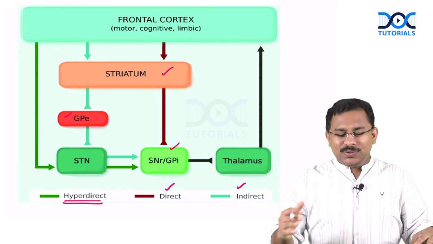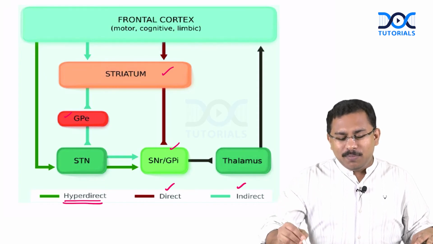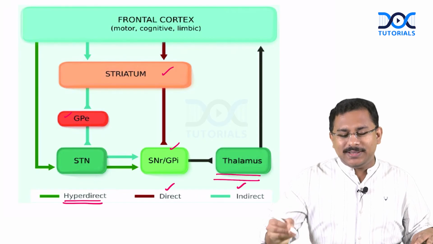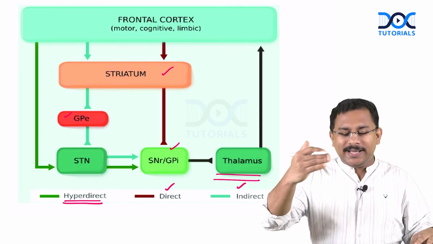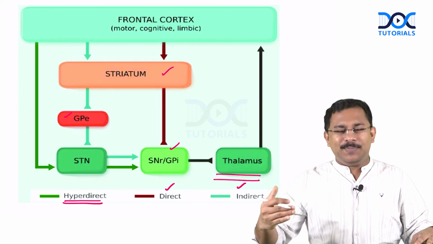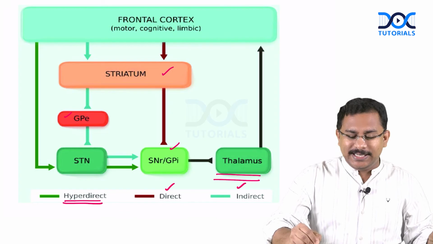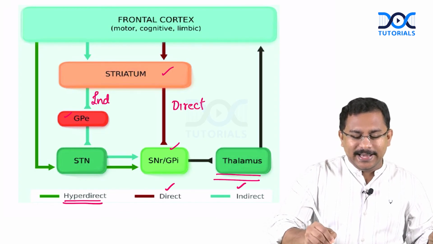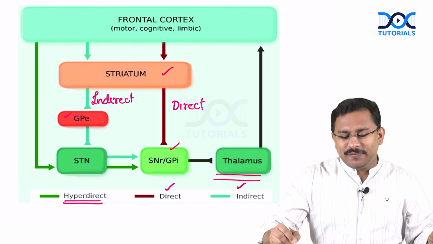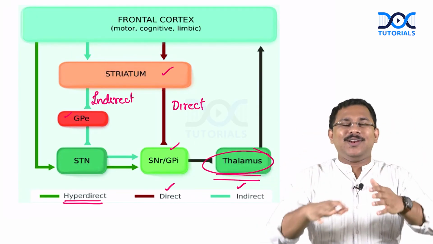Okay. So that is the direct pathway and indirect pathway. Both these pathways will then go to the thalamus and from there to the motor cortex. So motor cortex, striatum to SNR, GPI, either directly or by an indirect path. So this is the direct pathway. And this one is the indirect pathway. Both of them go to the thalamus and from there back to the cortex, completing the loop.